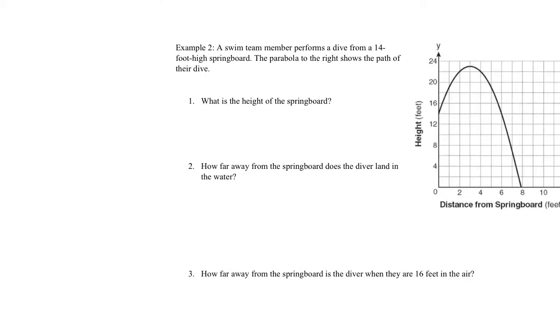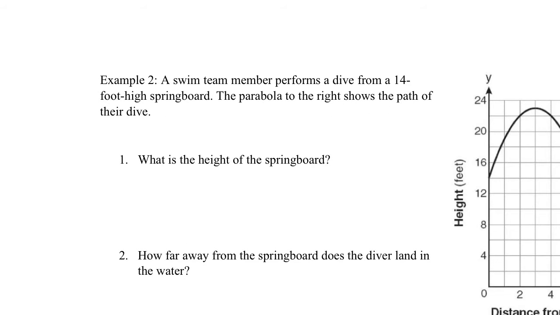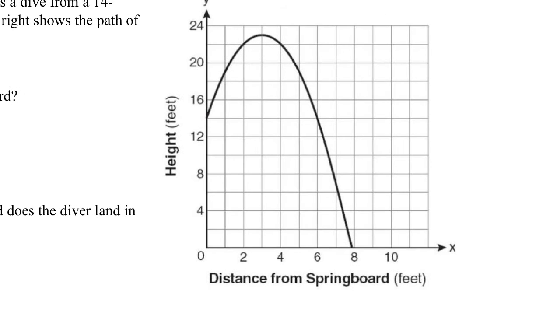Let's try one more. So example 2, a swim team member performs a dive from a 14-foot high springboard. The parabola to the right shows the path of their dive. So again, start by analyzing your graph and seeing what you have. So I have a parabola shape. Now, x is the distance from the springboard in feet. Y is the height that this diver is getting in feet as well. My x's are going by ones. Yes, it shows 2, 4, 6, but in betweens, this is really 1, 2, 3, 4, 5, 6. Y's are going by 2's, 2, 4, 6, 8, 10, 12, and so on.